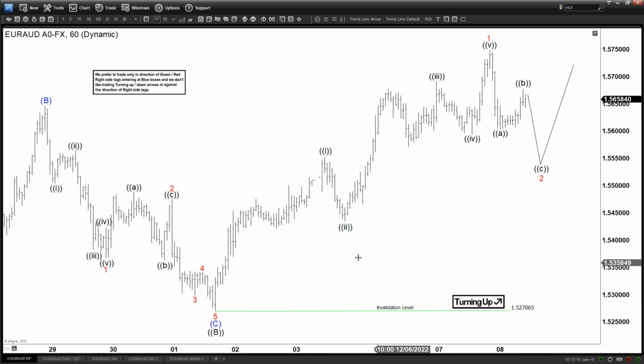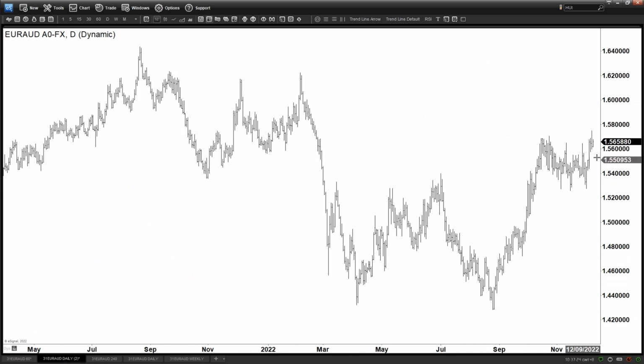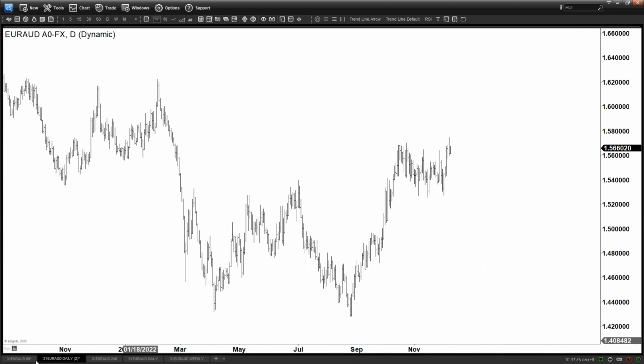Okay, now if we zoom out and get some ideas where we are, let's copy this here. I'm going to zoom out on the daily time frame. So that B is right here. It could be here or here, depending on how you call it. This could be counted as a running flat, or it could be here as well, which is the low. This is your A here.